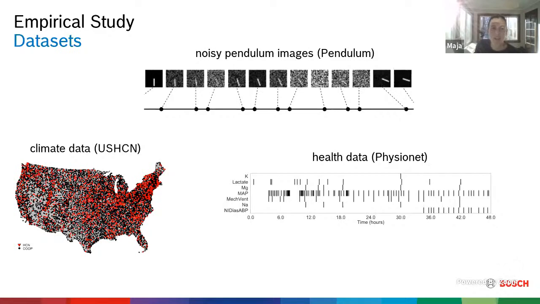And finally, we also study health data, specifically PhysioNet. That's a 40-dimensional time series, and just to show you, at some points it's partially observed, and these different observations occur at irregular time intervals. You see how it evolves over time for a few of these 40 variables. This is for patients that are in the ICU for 48 hours.